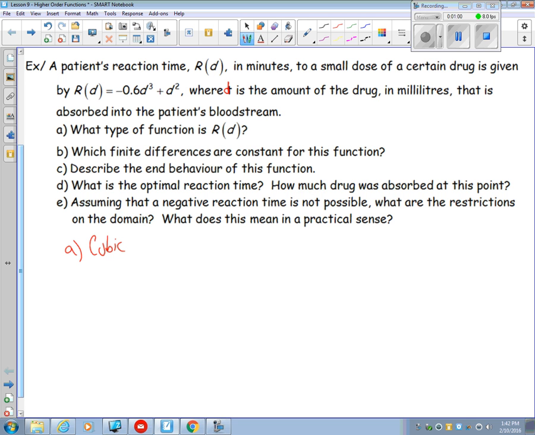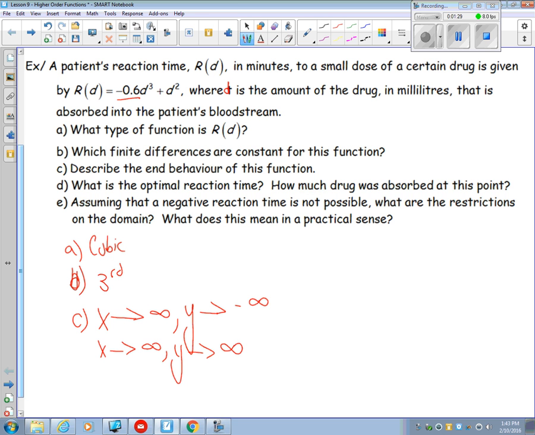Which finite differences are constant? We'll be working on tables. That would be your third differences, right? Cubic is third because it's the power of 3. End behavior. What letter B? End behavior. As we move to the right, our leading coefficient is negative. That tells me we're going down. As we move to the left, it's cubic, degree of 3, so it should do the opposite on the other side.